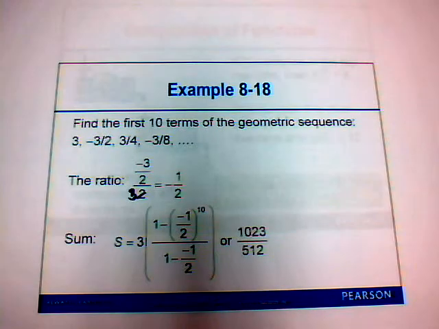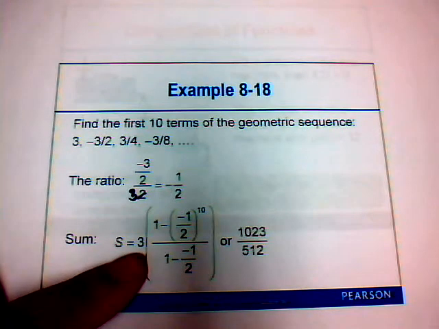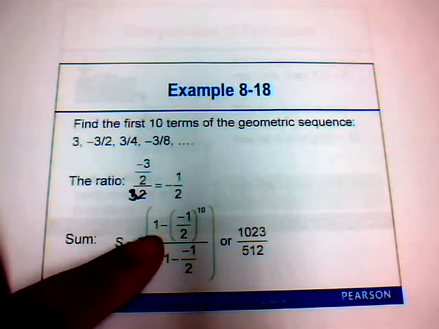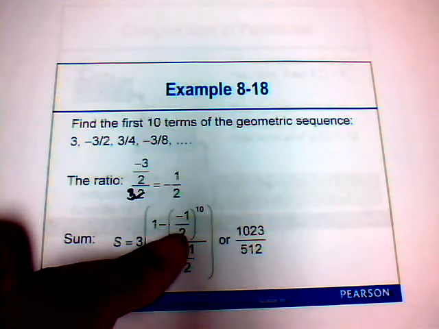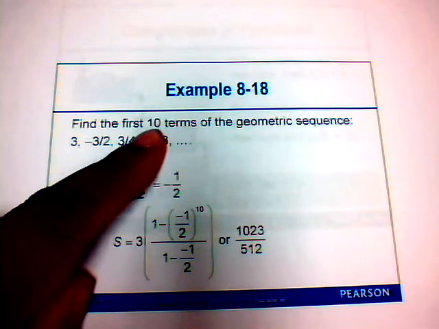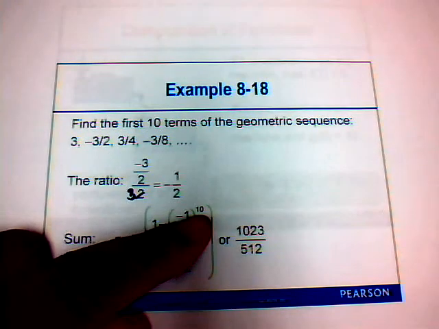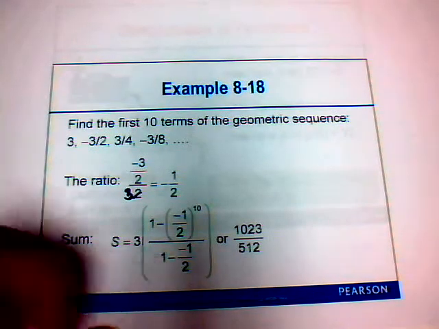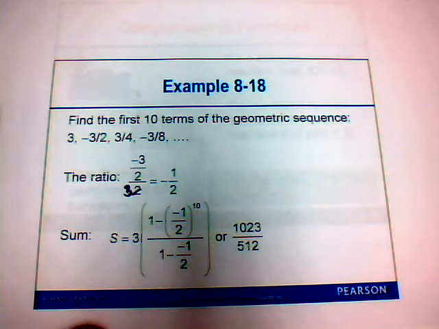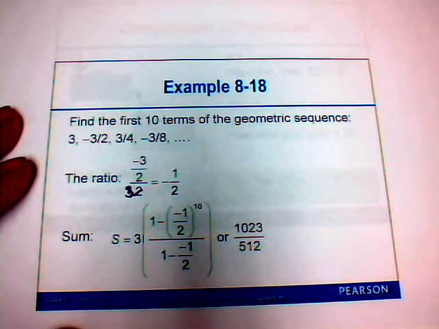Negative 3 halves divided by 3 will be negative 1/2. Then you're going to use that particular formula where a sub 1, that's your 3, the first term, times the numerator, 1 minus r to the n, 1 minus negative 1/2, and we're finding the first 10 terms, so that's to the 10th power, divided by 1 minus r, or 1 minus the negative 1/2. If you simplify all this, you would get 1023 over 512.